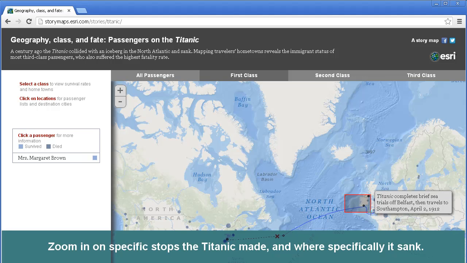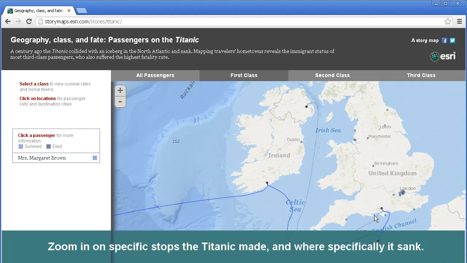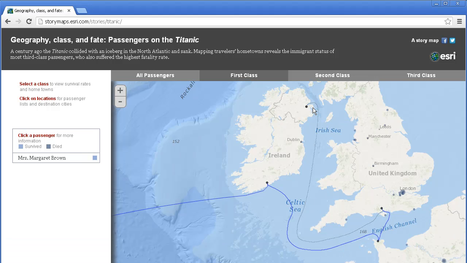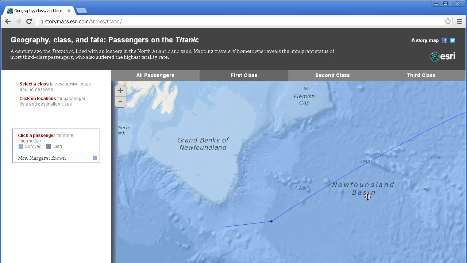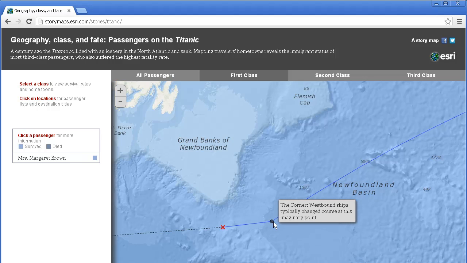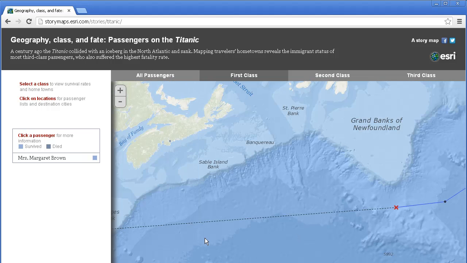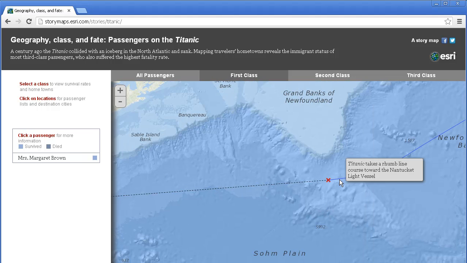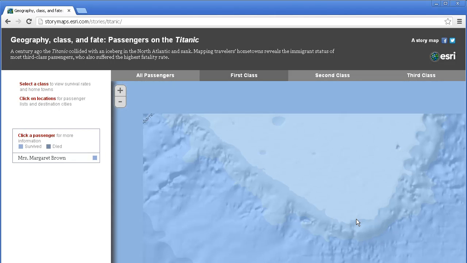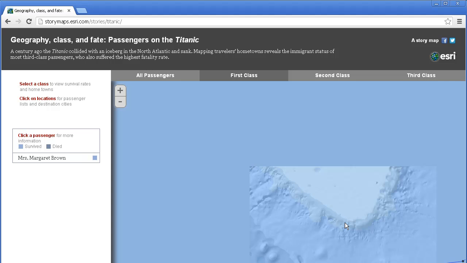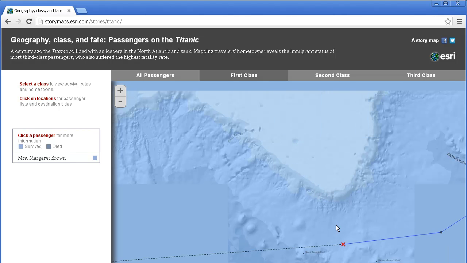Zoom in on specific stops the Titanic made and where specifically it sank. So it was built here in Belfast, sailed over here to Southampton, stopped here at Cherbourg, sailed over here to Queenstown, and then voyaged across the ocean. This is the corner where instead of following the Great Circle route, it turned directly toward Nantucket Sound. It didn't get too far along that route when it sank, which is right here off the Grand Banks. What influence did the Grand Banks have on the ice flow and the distribution of icebergs, not only that year, but in other years?